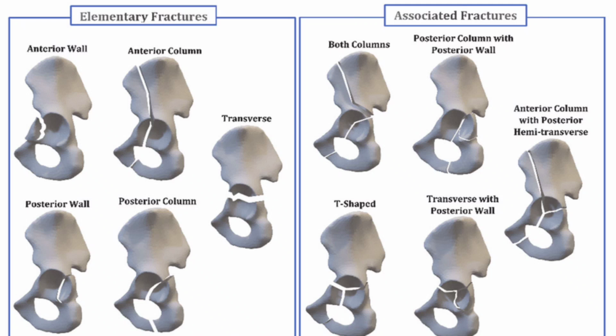posterior column. 4. T-shaped, a fracture that creates a T-shape involving both columns and transverse elements. 5. Transverse with posterior wall, a transverse fracture that also involves the posterior wall. These classifications are important for determining the appropriate treatment and surgical approach for acetabular fractures.